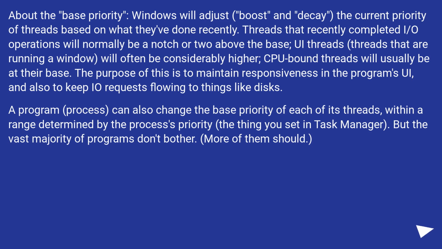The purpose of this is to maintain responsiveness in the program's UI, and also to keep I/O requests flowing to things like disks. A program, a process, can also change the base priority of each of its threads, within a range determined by the process's priority, the thing you set in Task Manager. But the vast majority of programs don't bother. More of them should.